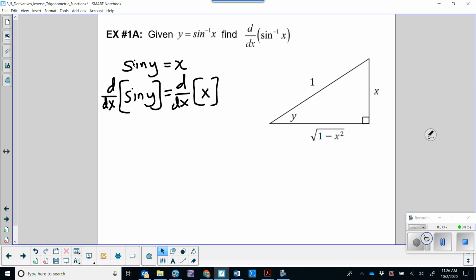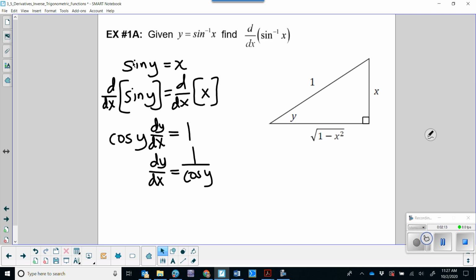We're going to do the derivative and then get our solution in terms of x. So the derivative of sine of y would be cosine of y, but then y isn't x, so that's times dy dx, because we have to use the chain rule. And then the derivative with respect to x of x is 1. So that means that dy dx equals 1 over cosine of y.